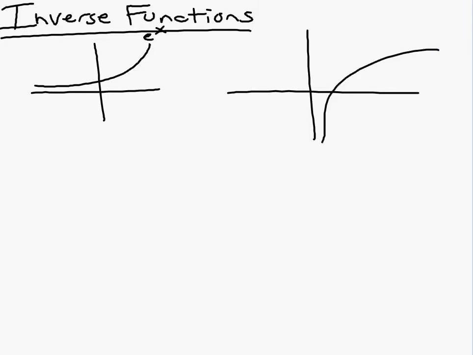E to the x goes through 1 on the y-axis. Natural log of x goes through 1 on the x-axis. They are reflected across the line y equals x. Okay? That's a quick little synopsis. But we need to remember, how do I know if a function has an inverse?